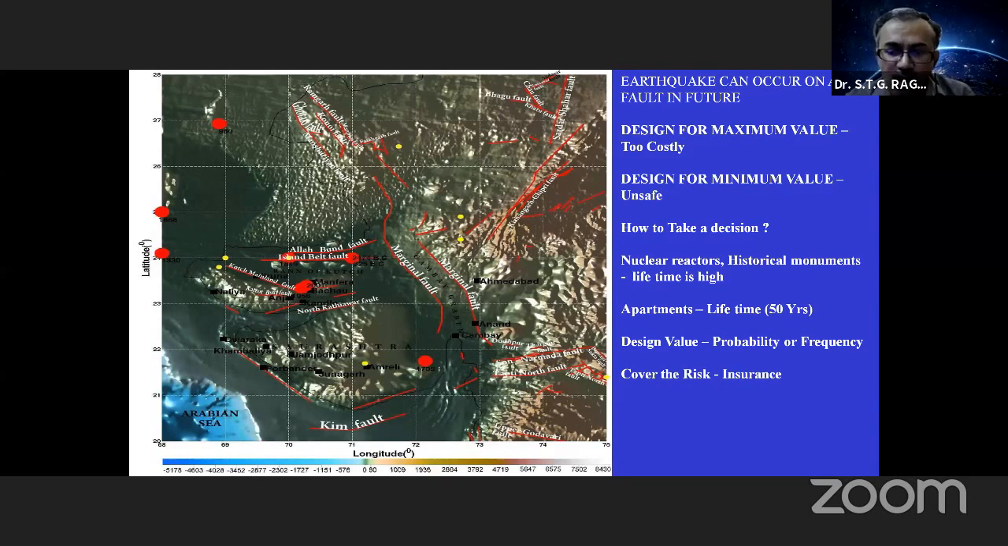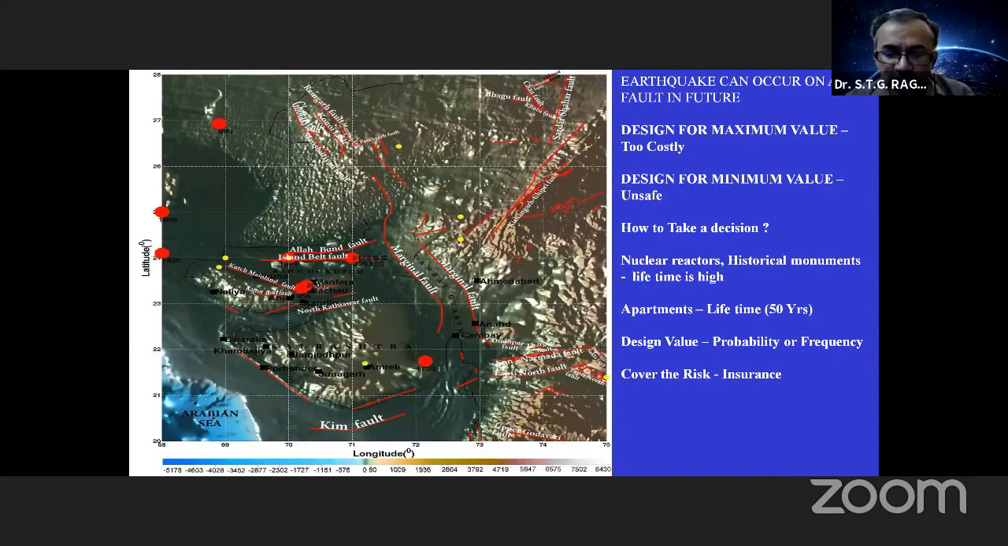So now generally in the olden days, the design philosophy depended on the type of the structure. For nuclear reactors and historical monuments, you go depending on the importance of the structure, or the lifetime is higher. For a nuclear reactor, the lifetime or the return period is generally assumed to be 1 lakh years actually. So you design for the maximum PGA which you can observe in 1 lakh years. And if it is an apartment or a building, you can do it for 50 years, based on the lifetime of a building. So these numbers were decided.